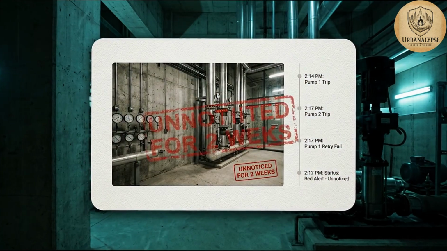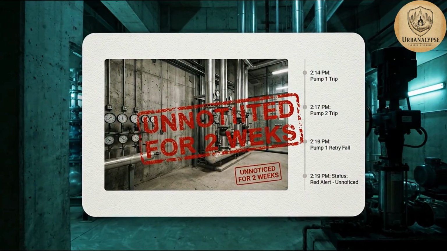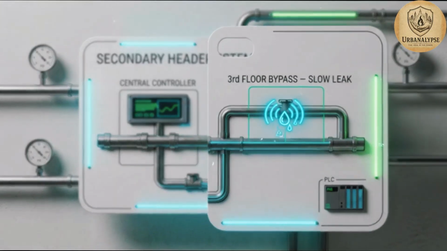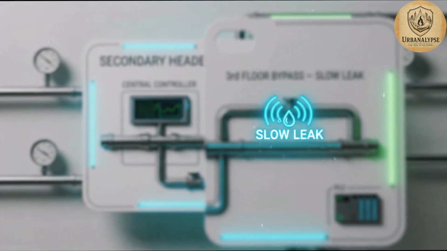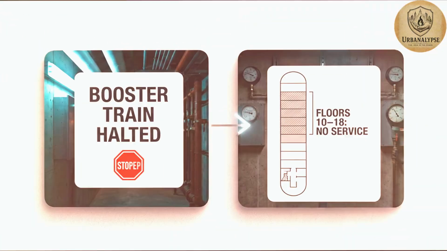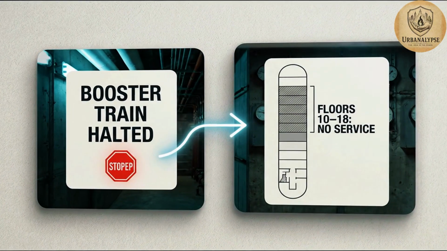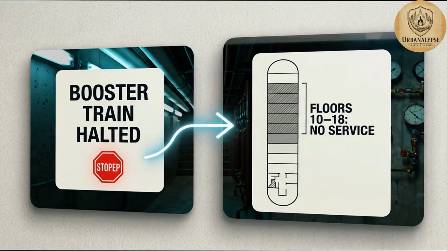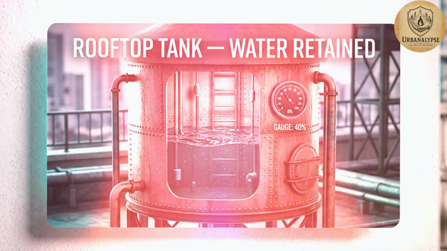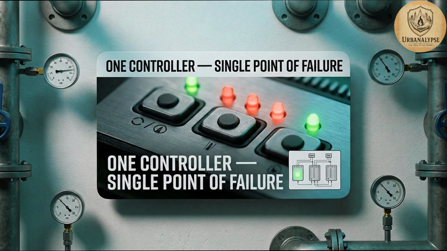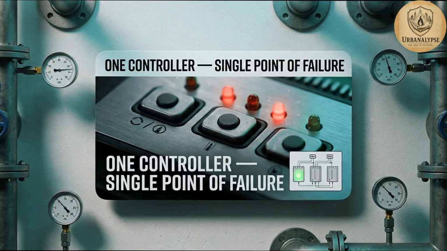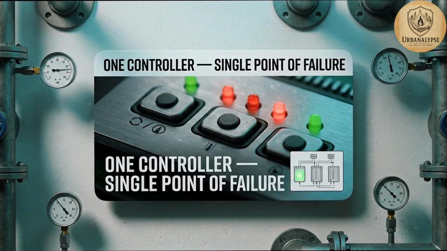I was in a building where this ran for 2 weeks before anyone admitted the real cause. A single centralized controller monitored the secondary header. A slow leak in a third-floor bypass was bleeding pressure quietly. The controller saw the drop and halted the booster train. Floors 10 through 18 lost service. Tanks retained water throughout. That is cost-driven centralization. One controller, one reference point, one fault mode that disables the network.